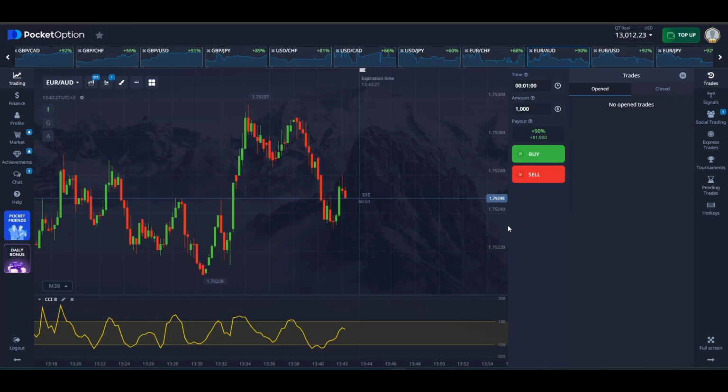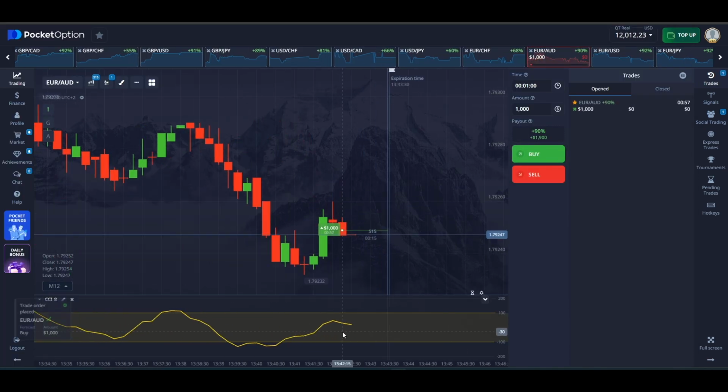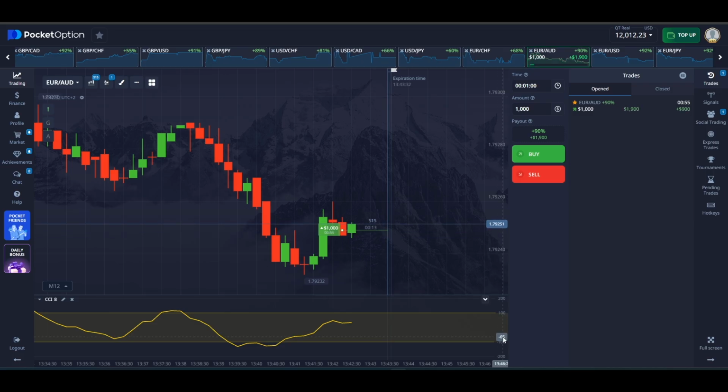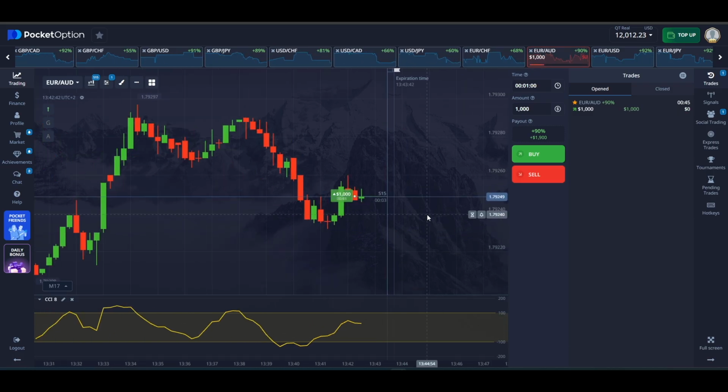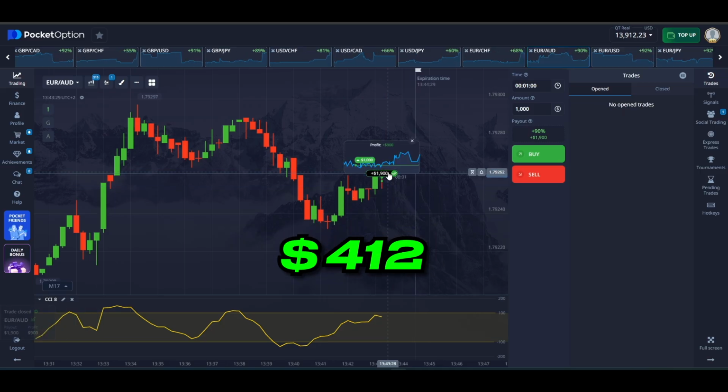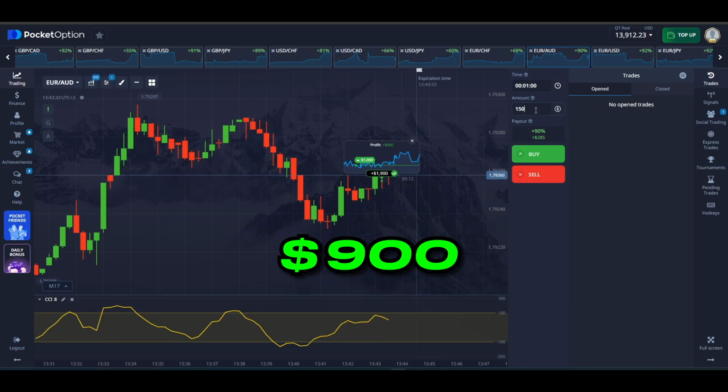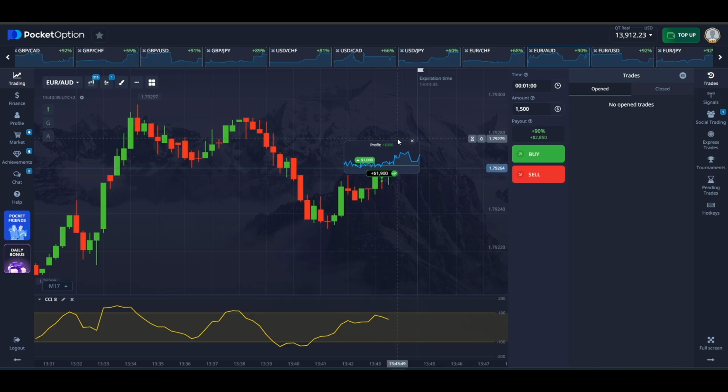And I get a buy signal. I open a buy trade right from here, since the CCI indicator is within the range from 100 to minus 100. An excellent trade brings me $900. Let's open the next trade for $1,500 using the same strategy.